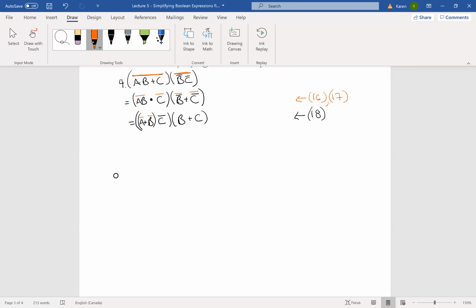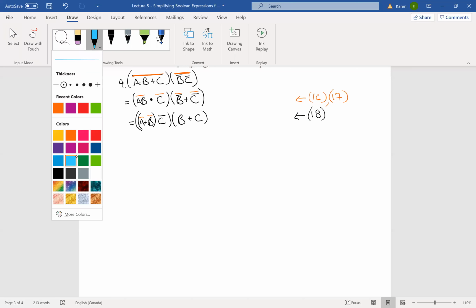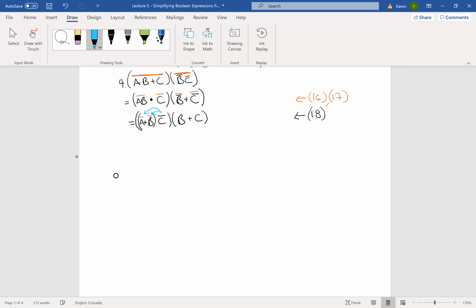Now I can distribute here, which we said is theorem 13a. And when I distribute, I get the following, always keeping alphabetical order.